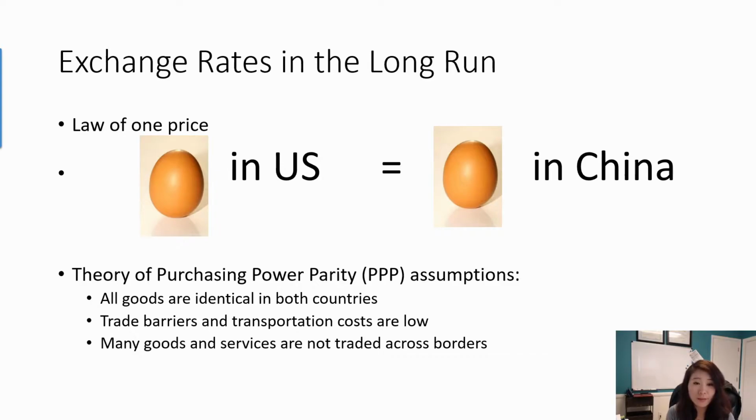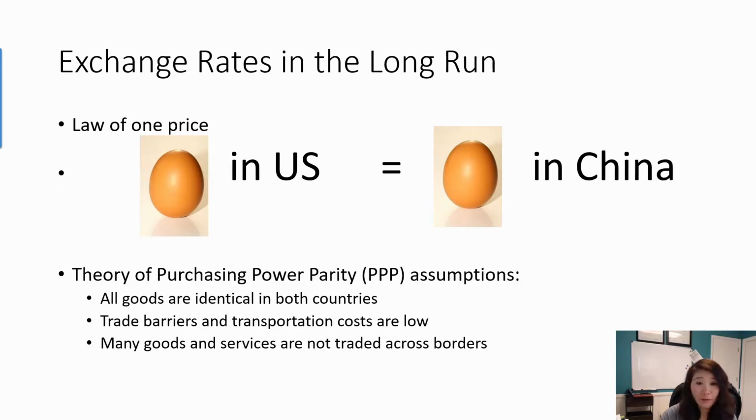The third assumption is that goods and services are not traded across borders. That is the underlying assumption for the theory, and we use the theory to guide the long-term movement of the exchange rate. So if that's the case, how should the exchange rate look in the long run?